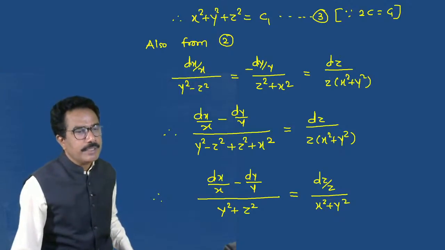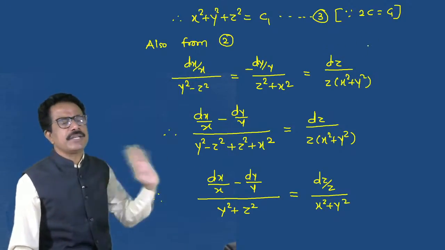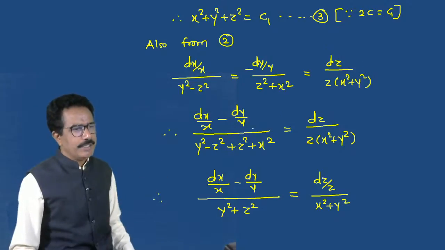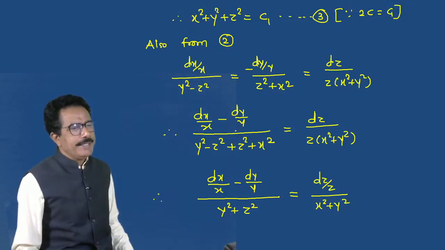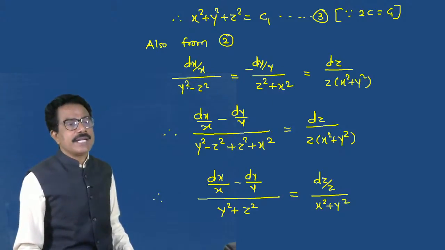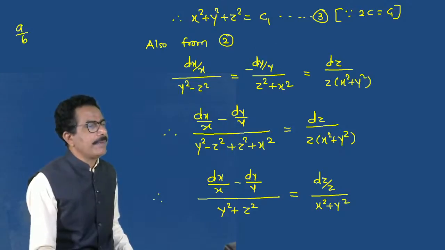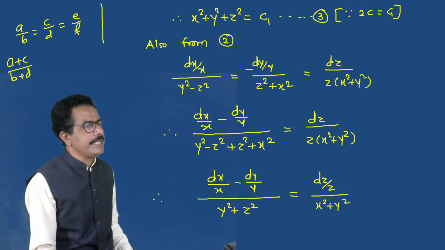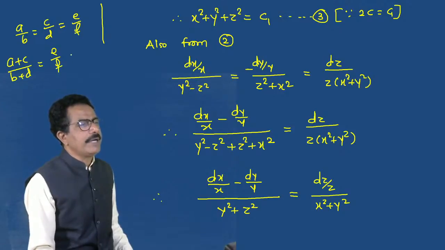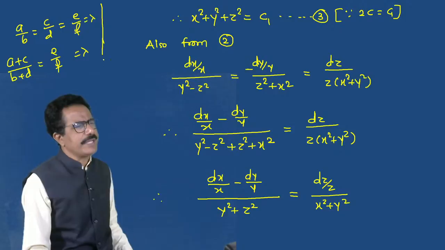We put this third term as it is. There is no problem for the third term. So we can write dx upon x minus dy upon y. By the equal ratio test, adding numerators and denominators, a divided by b equals c divided by d equals e divided by f, then by the equal ratio test we can write (a plus c) divided by (b plus d), which is equal to e divided by f, which is the same value lambda. There is no problem.